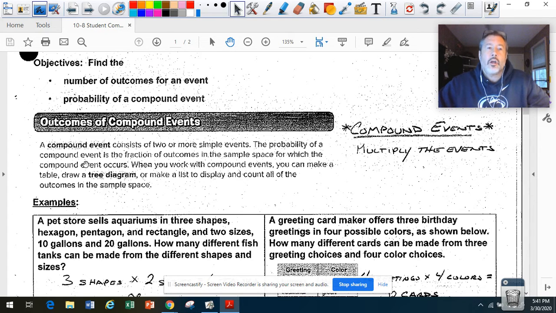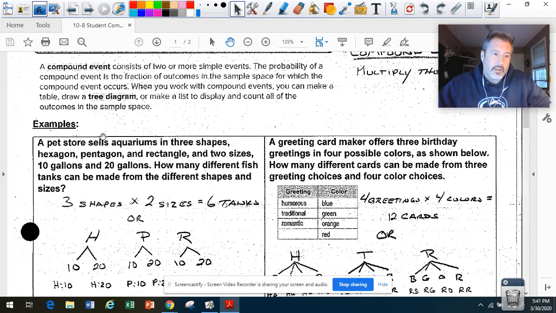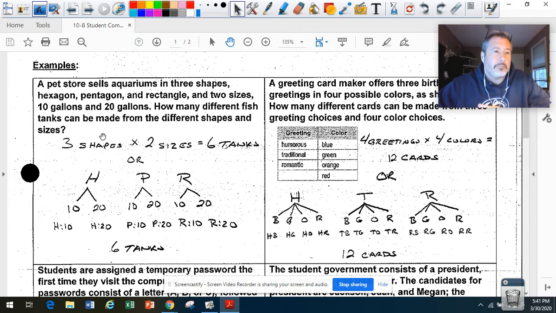So let's see what we're talking about here. We're dealing with compounds, so we're dealing with more than one event. Example 1. It says a pet store sells aquariums in 3 shapes: hexagons, pentagons, and rectangles, in 2 sizes, 10 gallons and 20 gallons. How many different fish tanks can be made from the 2 different shapes and the sizes? This is what we mean by a compound event, because here I'm dealing with the shapes and also with the sizes. That's why they are compound.